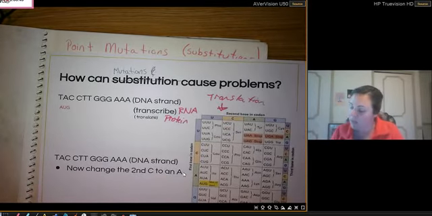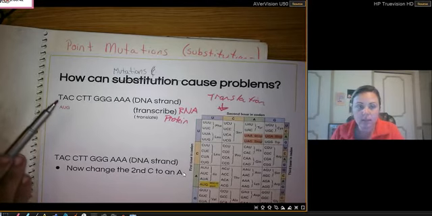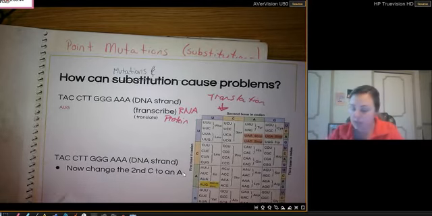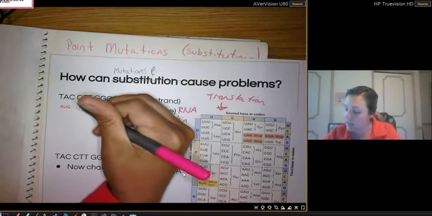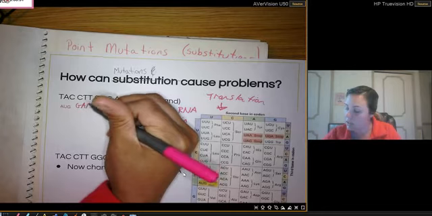So decoding the DNA, we're transcribing it first. T goes to A, A goes to U, C goes to G. I'm going to finish this strand.